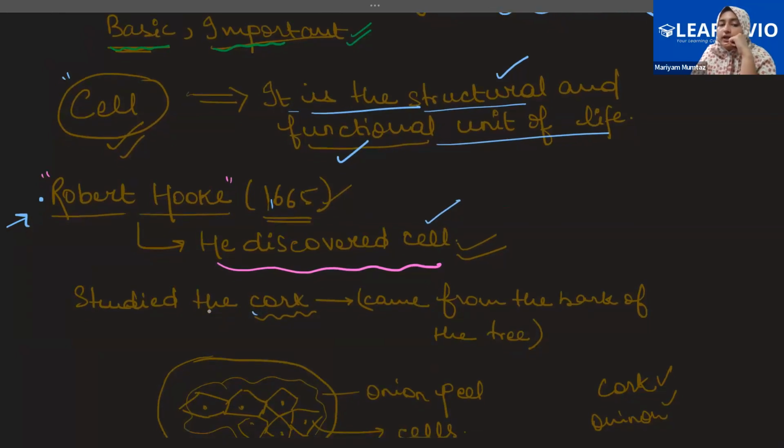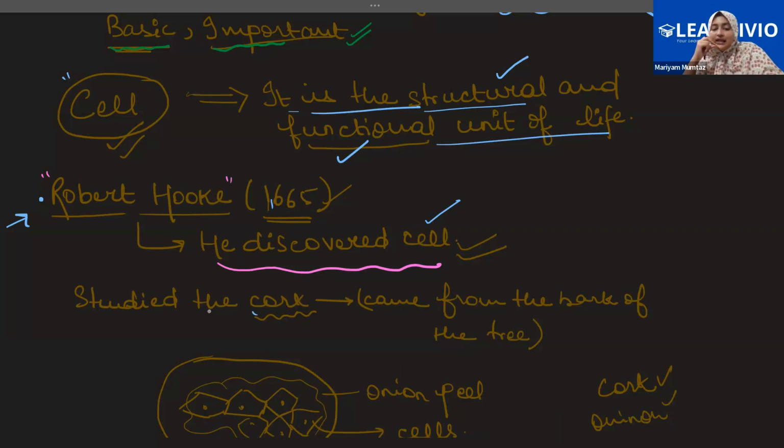Robert Hooke, in the year 1665, discovered the cell. How did he discover it? He studied the cork cell. You know the bark of a tree, the brown portion of the tree that you have seen, right? When you take out the cell from that portion of the tree, that is known as a cork cell. He took the cell and studied it under a microscope.